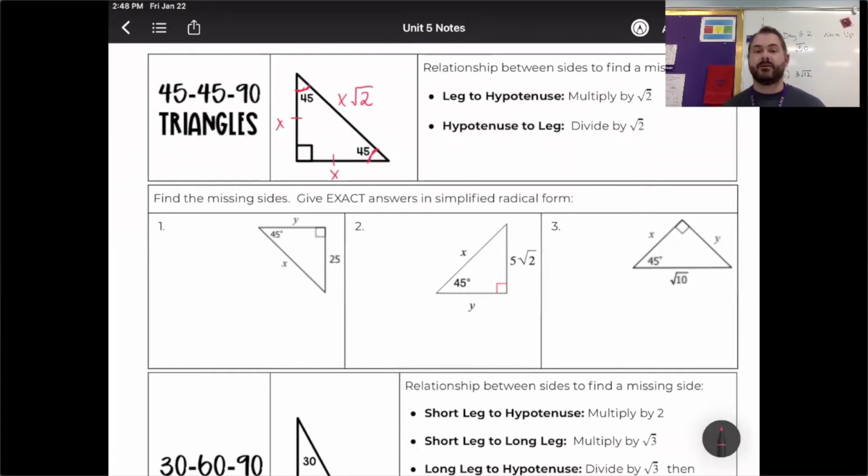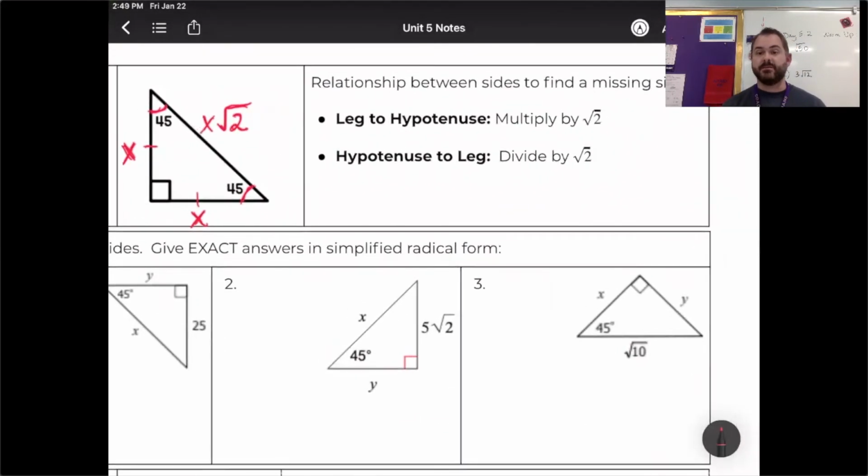In a 45, 45, 90 triangle, each of the legs is called x, meaning they're the same as each other, and then you take that length and multiply by root 2 to get the hypotenuse length. That's our shortcut. And so here's our relationships between the sides to find a missing side. If you're going from a leg, meaning you know the leg, and we're looking for the hypotenuse, you just multiply by a root 2, stick a root 2 on the end.